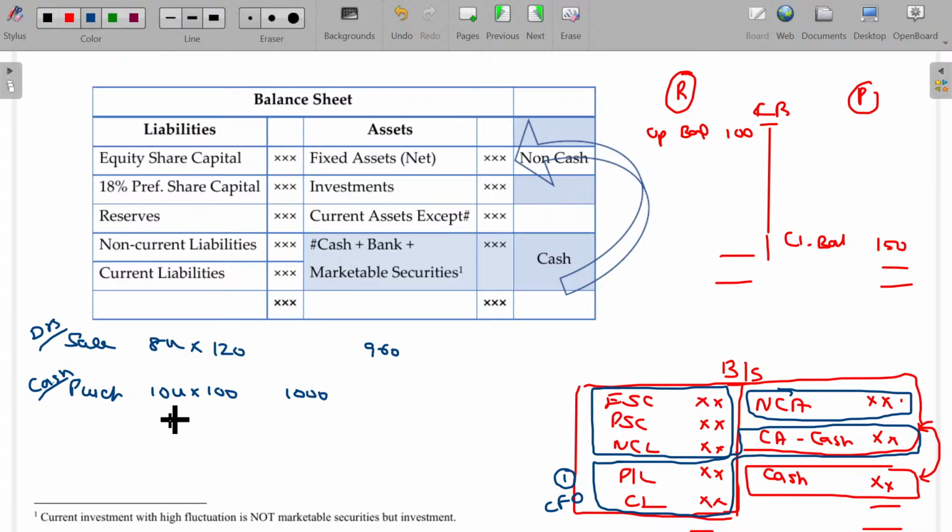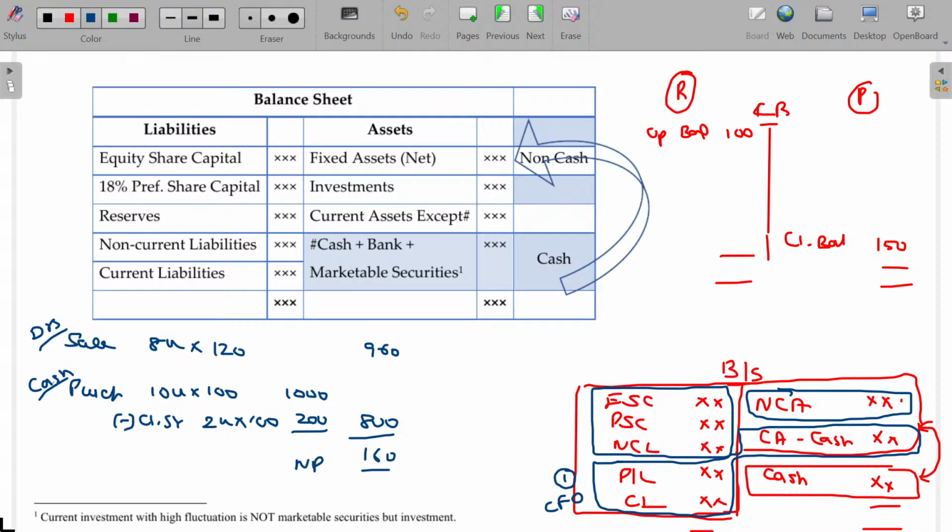Now, what about the closing stock here? 2 units remain unsold. Its value being 200 subtracted, you have 800 rupees being the cost of goods sold. 160 is the net profit.